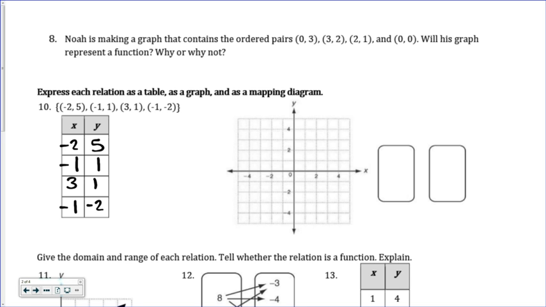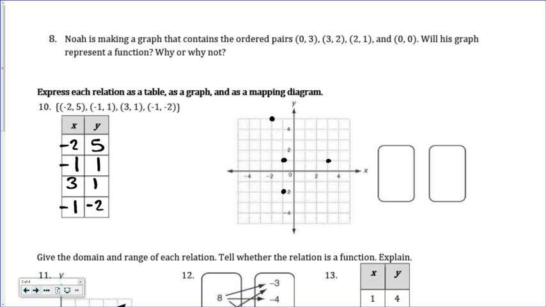The next one, we're going to actually graph those ordered pairs. Remember, your x value is your horizontal line, your y value is your vertical axis. So -2, 5, you're going to go to the left to -2, up to a +5. Our second ordered pair is -1, +1. -1 to the left, +1 up. We have 3, 1, and -1, -2. So you're just graphing those.